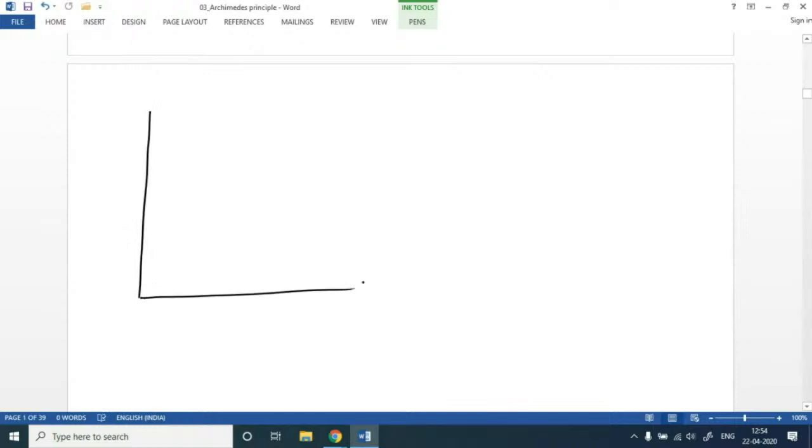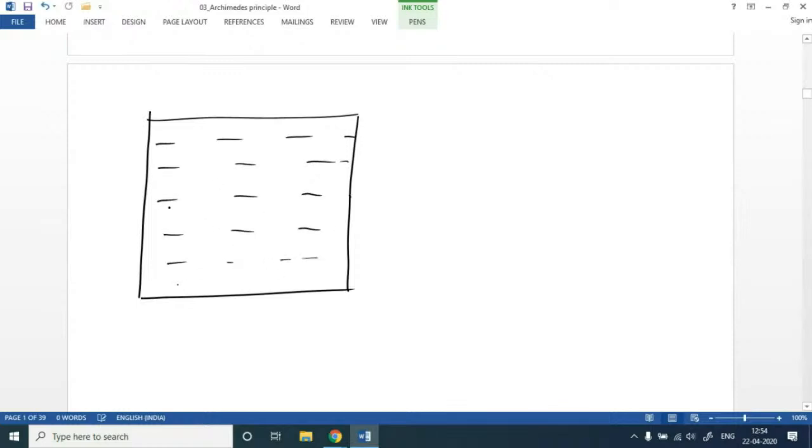Let's say there is some container and a homogeneous liquid of density rho is filled inside this container, and there is some solid body submerged in this liquid, which is made up of two different materials. Let's say their interface is plane and kept horizontal. Let's say the volume of the upper part is V1 and the density of the upper part is rho 1. Similarly for the lower part, that is rho 2 and V2 over here.